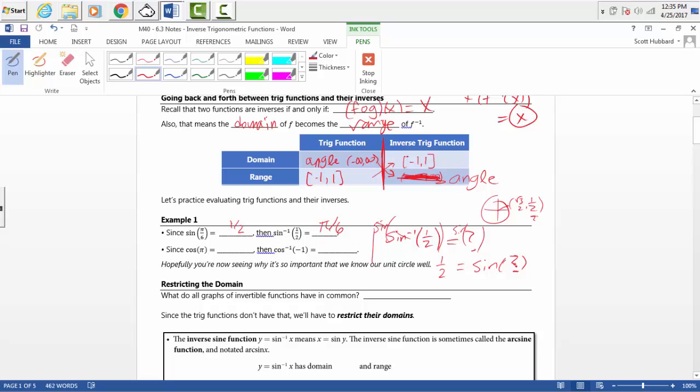This is saying, what angle do I have to plug into sine to give me 1/2? And that's going to be pi over 6. So we have to know our unit circle forwards and backwards.